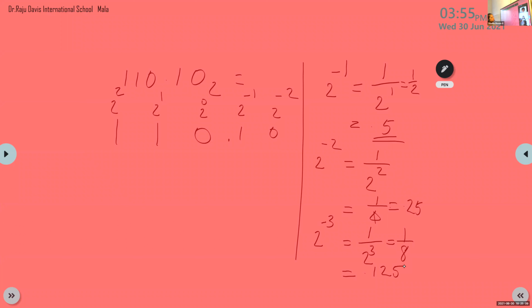Then what about 2 raised to minus 4? You just calculate like this. If 2 raised to minus 5 is there, you just calculate like this. 2 raised to minus 5 means 1 by 2 raised to 5. What is 2 raised to 5? 2 raised to 5 is 2 into 2 into 2 into 2 into 2, 5 times 2. That is 2 raised to 5.